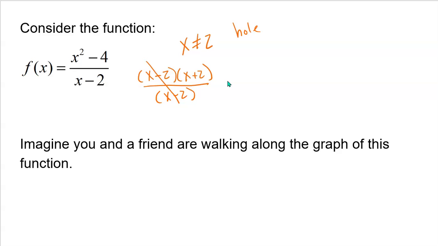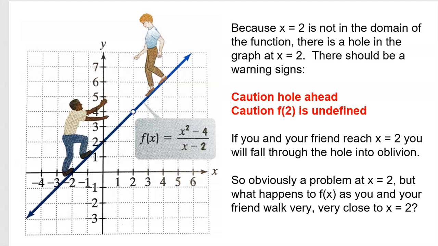So now let's talk about the graph of this function. Imagine that you and a friend are walking along the graph of this function. And here you guys are. One of you is walking up the function, and one of you is walking down the function. Now, because x equals 2 is not in the domain of the function, there is a hole. There it is. You can actually see that hole at x equals 2. There it is, right there.